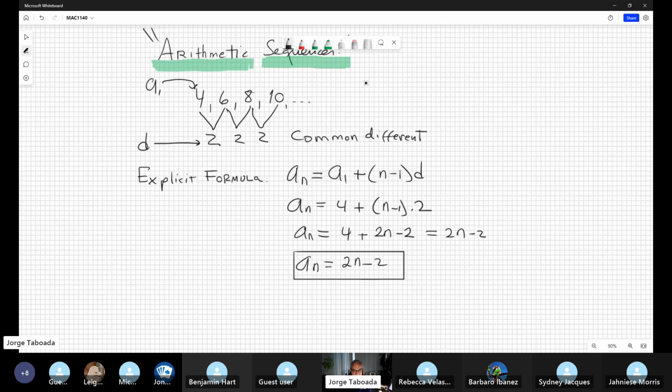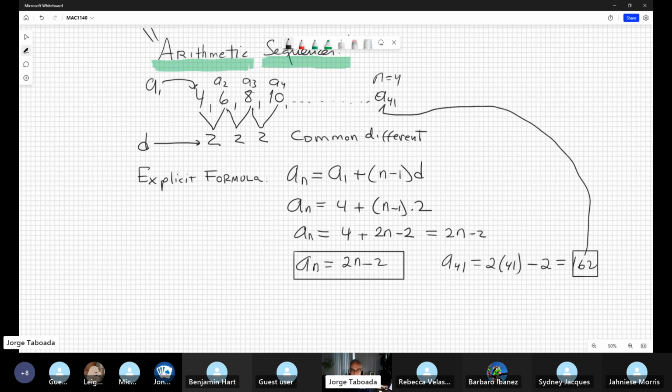Suppose that in the test I asked you to compute the value at position 41. So n is 41, and I need to compute a41. It's obvious that this is a1, this is a2, this is a3, this is a4. All right, for a41, it's easy. It's 2 times 41 minus 2, and the answer is 162. 162 is exactly the value of the sequence in that position. Okay, guys, this is the most important formula.